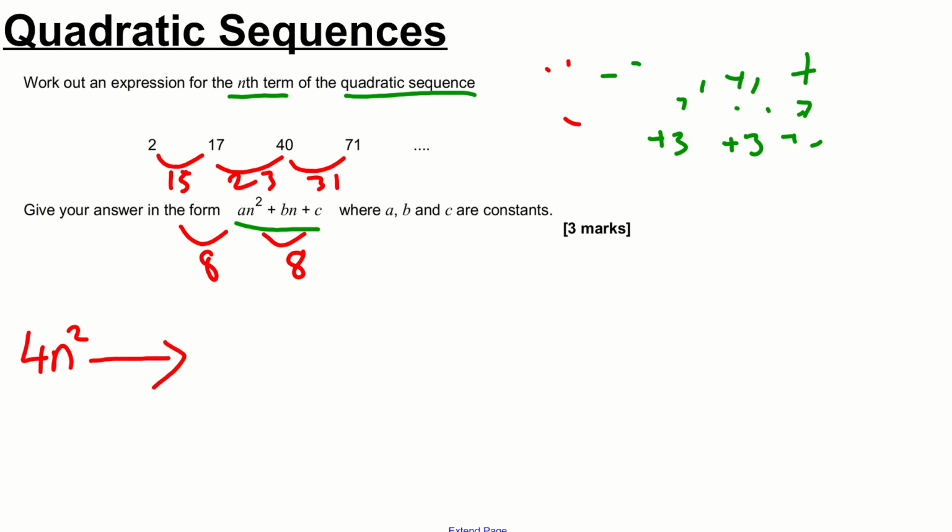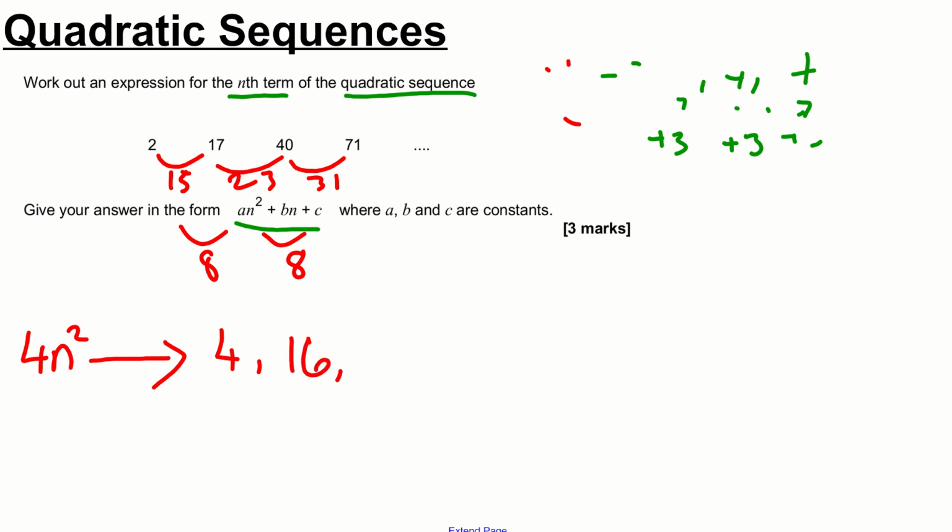You then generate your 4n squared sequence. So to get the first term, n is obviously going to be 1 because you said first term. 1 squared is 1. 1 times 4 is 4. To get the second term, obviously n is 2 because you want second term. 2 squared is 4. 4 times 4 is 16.